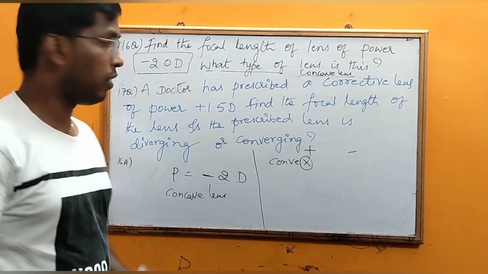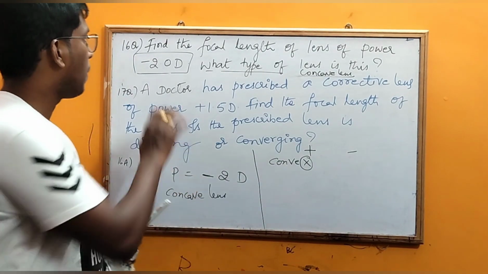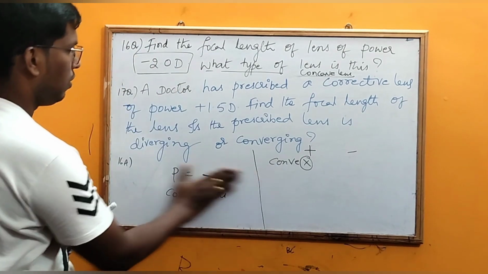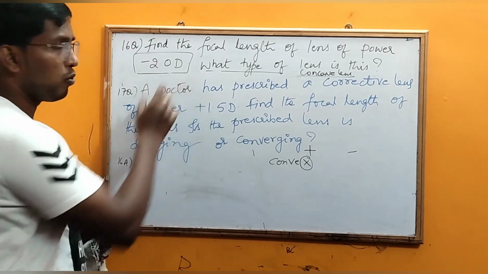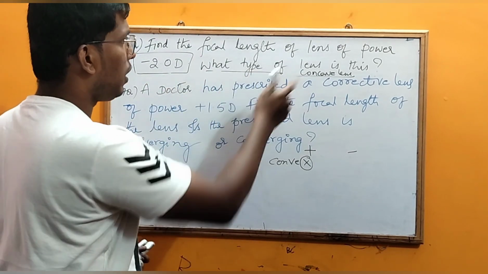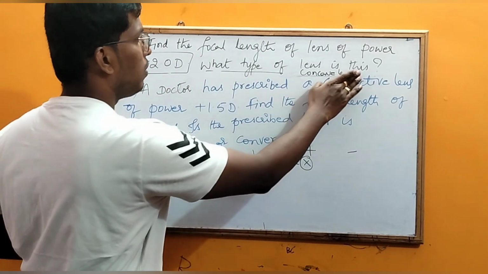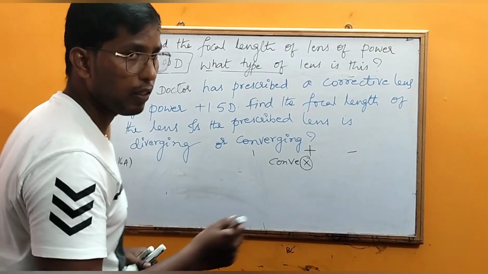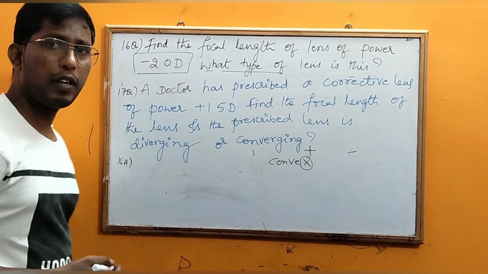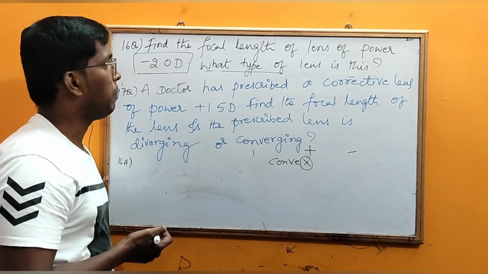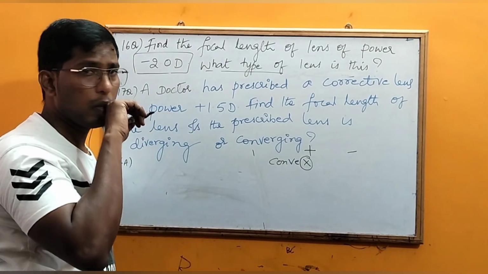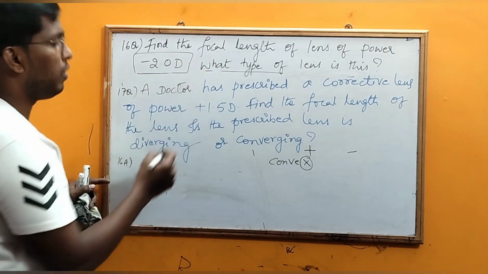Let us see the last two questions. 16th question. Find the focal length of a lens of power -2 diopters. What type of lens is this? The question is, find the focal length. Power is given, and power is measured in diopters. The SI unit of power is diopters. And he is asking to find the focal length.